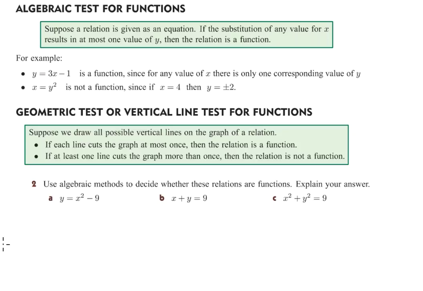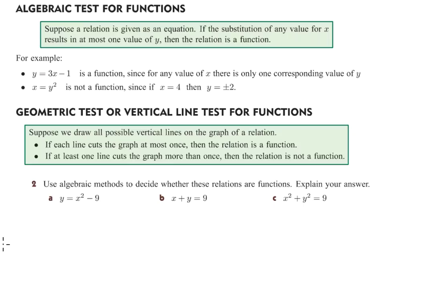In looking at question 2, it asks use algebraic methods to decide whether these relations are functions. So I just think you need to be clear in your mind what they mean by an algebraic method. And so if we just look at the definition, we need the algebra that links the x and the y values. And so for an x value, we can only have one y value for it to be a function.